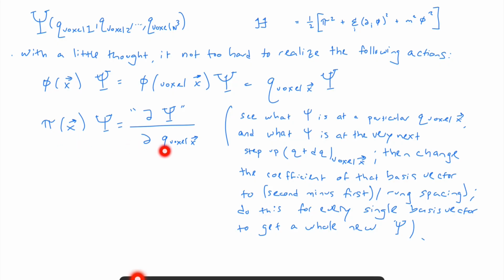The pi operator just acts like the derivative, like it did in ordinary quantum mechanics, and you have to be careful about which derivative you're talking about. I explain that here. You can pause the video and look at it, but the idea is that you look at psi at a particular q voxel. What is psi at the very next step up, meaning you stay in that voxel, but go to the next q up, and see what psi is for that one. The whole thing is expanded in a massive basis. You subtract the two and divide by the rung spacing if you're doing discrete things, and that's the new coefficient for the original q voxel. That gives you the formula for how to change every voxel, and that officially gives you how to change the wave function.